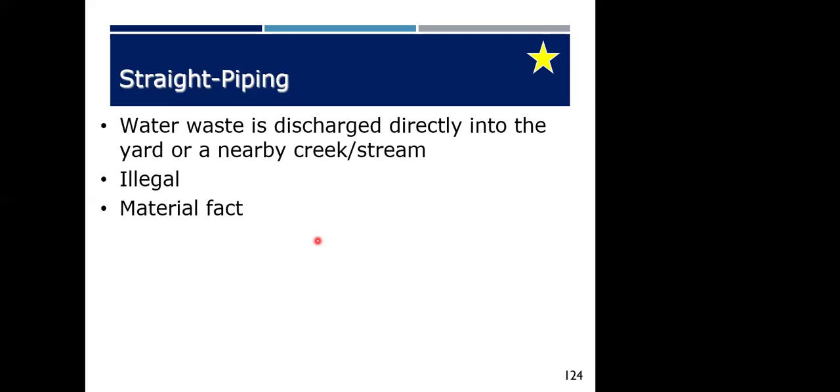Yeah, that's not allowed. When we see that, I would advise them, look, this isn't legal. Actually, I'd advise them to fix it. But ultimately, I have a material fact on my hands. And all we're understanding about material facts right now is that I have a duty to disclose. We always have a duty to disclose material facts. So if you come across straight piping, what are you going to do with the illegal piece of it? I don't know. Go to your broker in charge. What I do know is we have to disclose that that washing machine is straight piped into the nearby creek or stream.